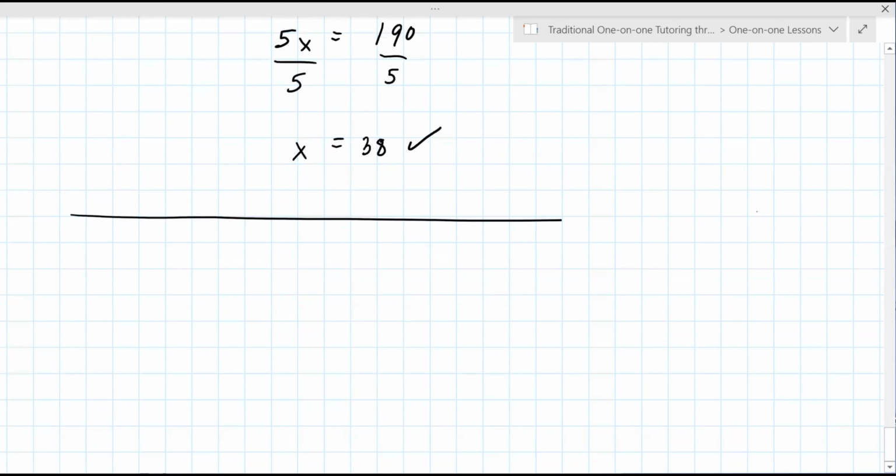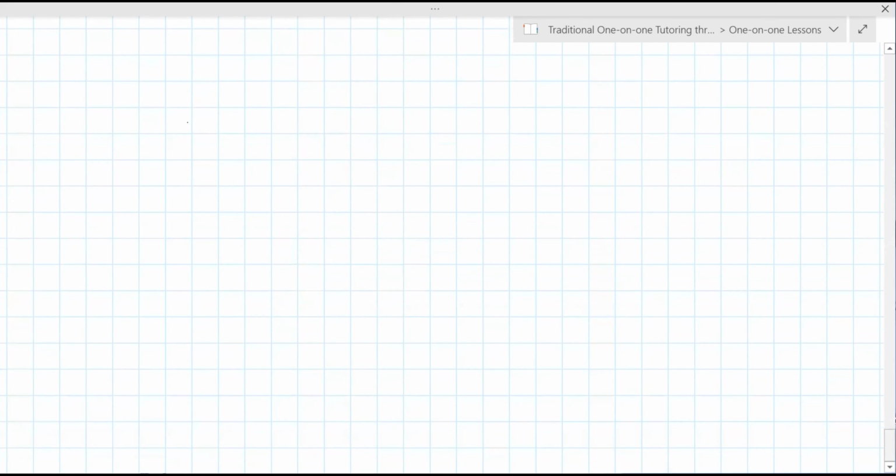Let's say I tell you that it is 6x plus 12 equals 90. So this is a two-step equation. What is the first step to solving it?